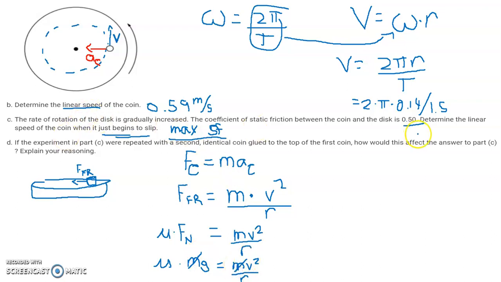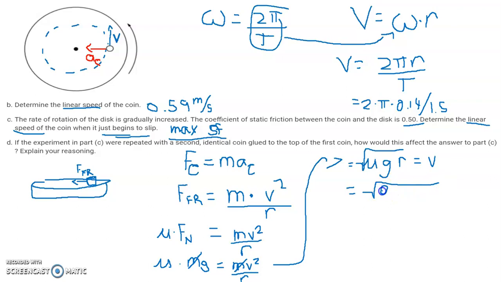You'll notice that there's mass on this side and mass on this side. We are trying to find the linear speed, or the linear velocity, so let's rearrange this for velocity. To do that, we would get mu times g times r, square rooted, equals the linear velocity.